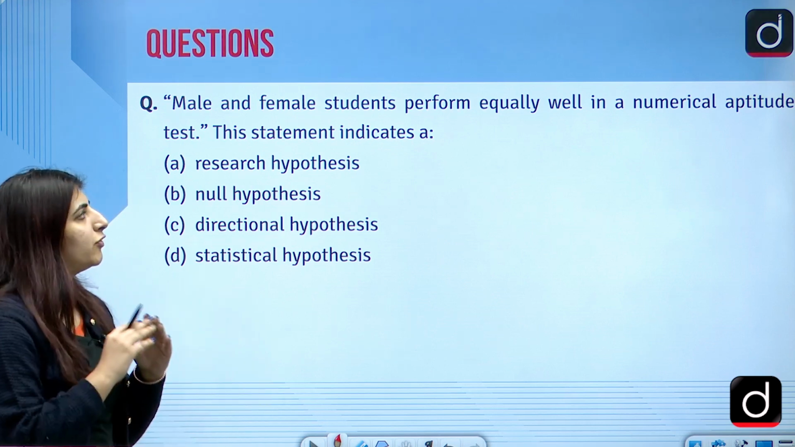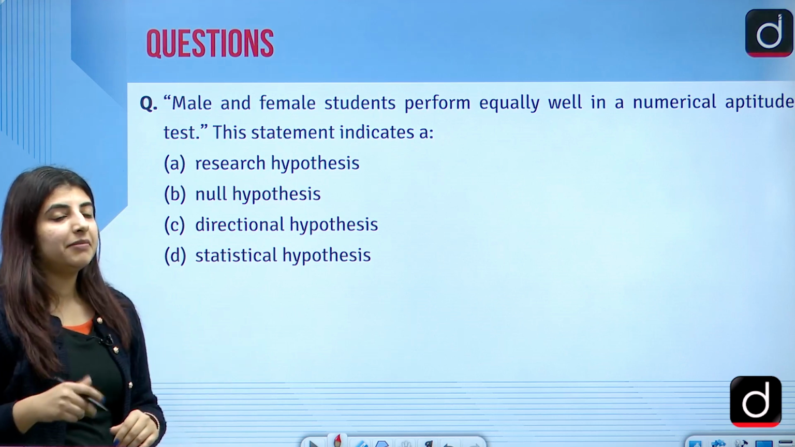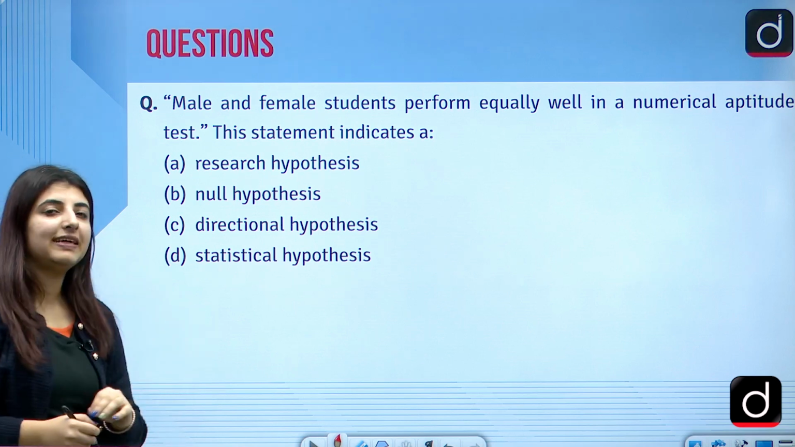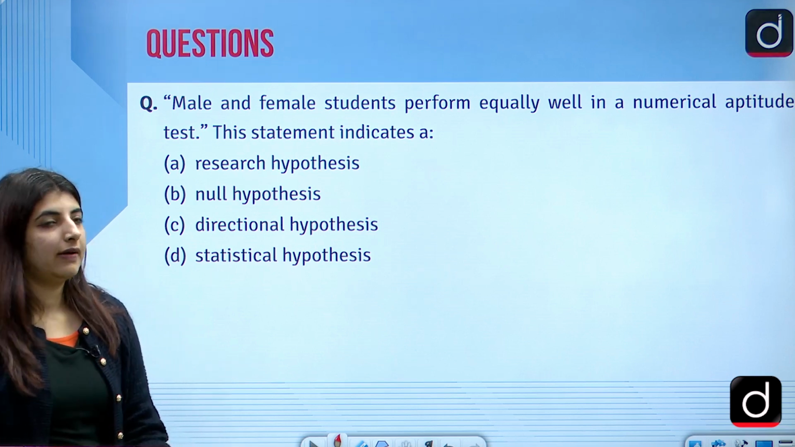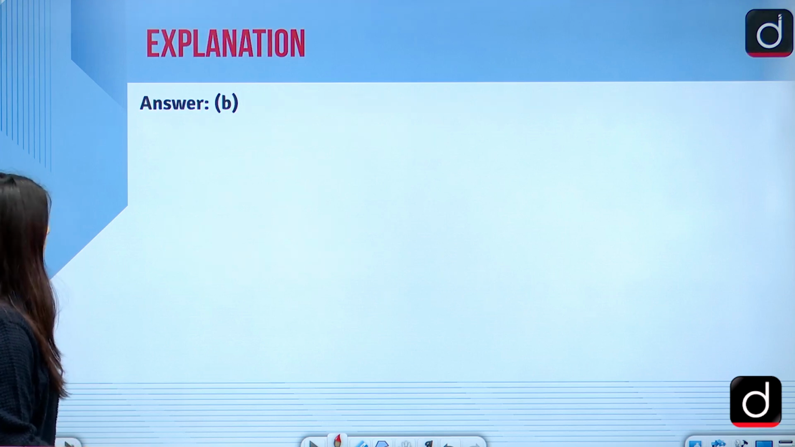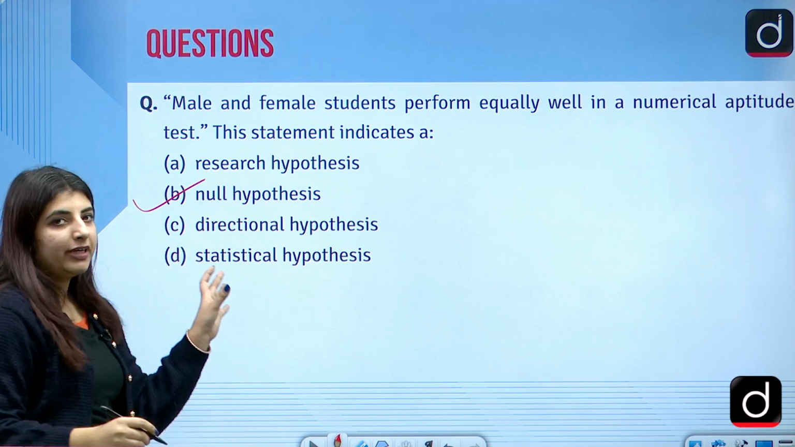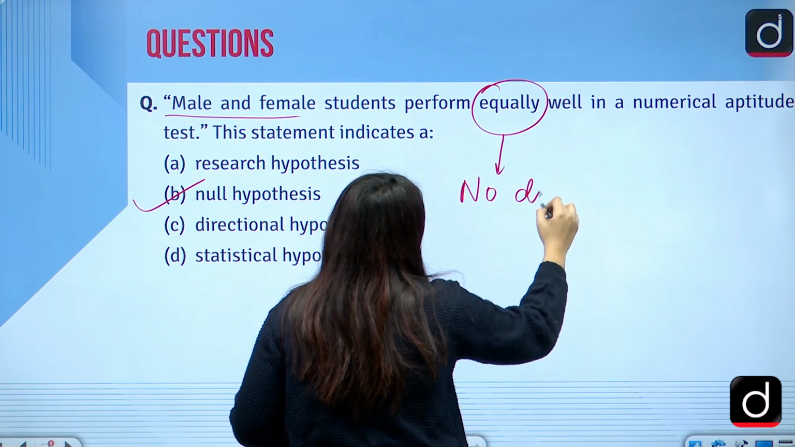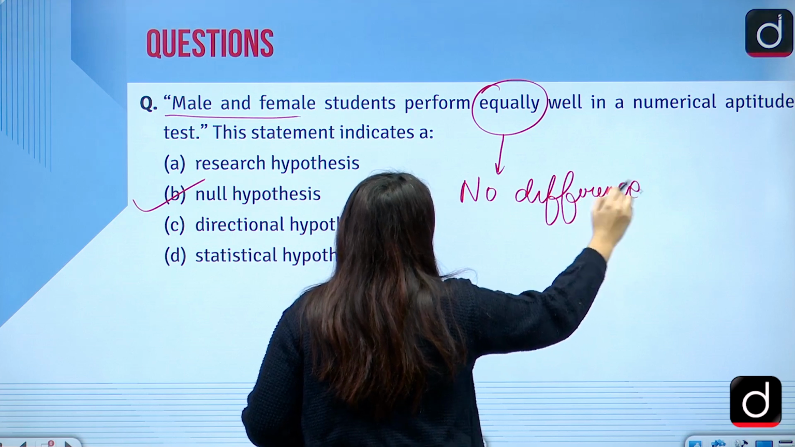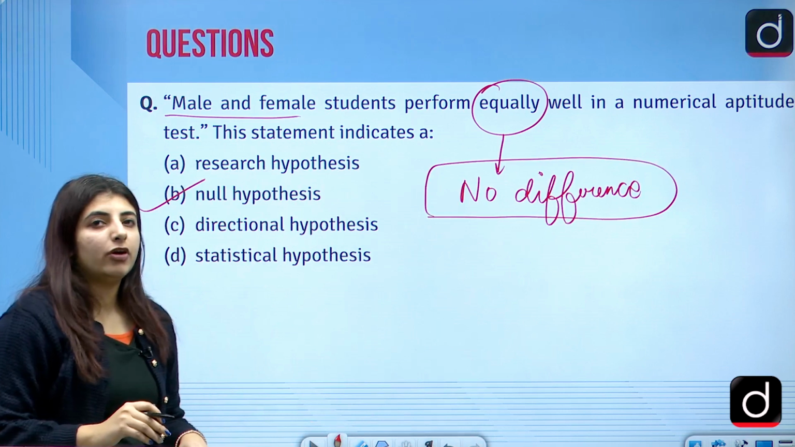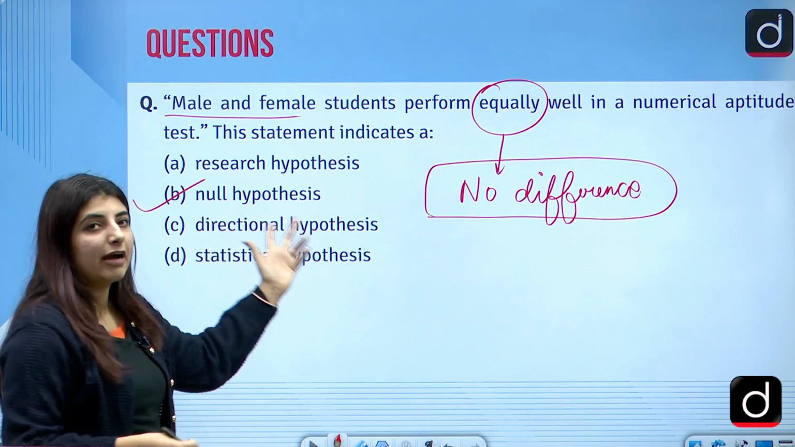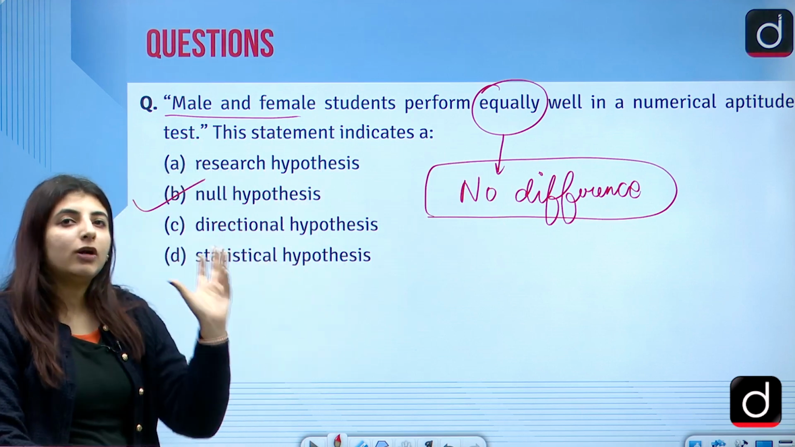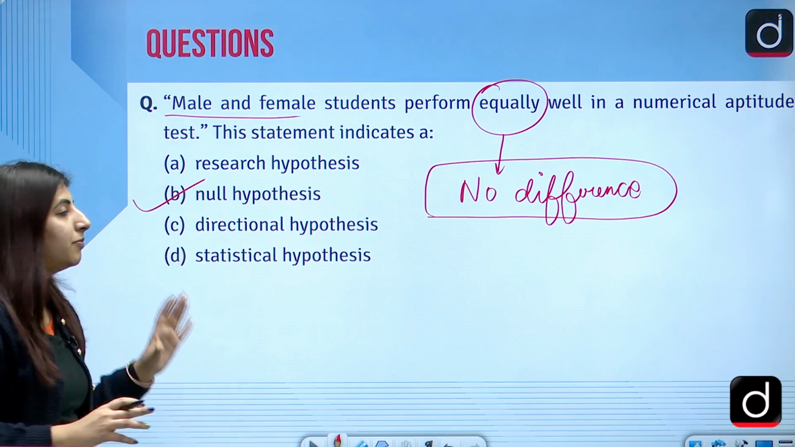Male and female students perform equally well in a numerical aptitude test. This statement indicates a research hypothesis, null hypothesis, directional hypothesis, or statistical hypothesis. Again, pause your screens and answer the question. The answer to this question is option B. Because here we are seeing that male and female perform equally well. So if there is no difference, if the results are equal, it means that the hypothesis we are talking about here is null in nature. If the statement had been males scored better than females in a numerical aptitude test, that would have been the alternative hypothesis because it shows the differentiation between the two variables.